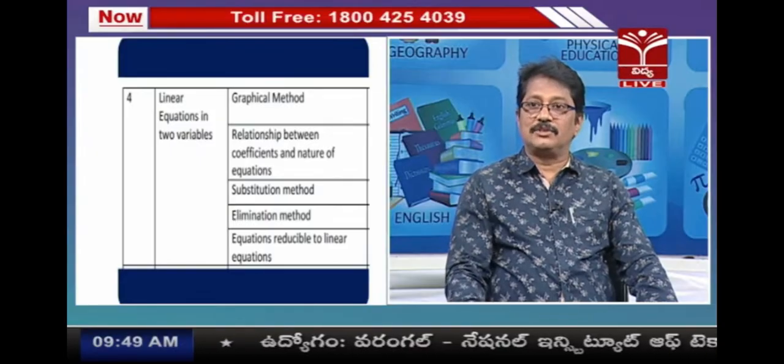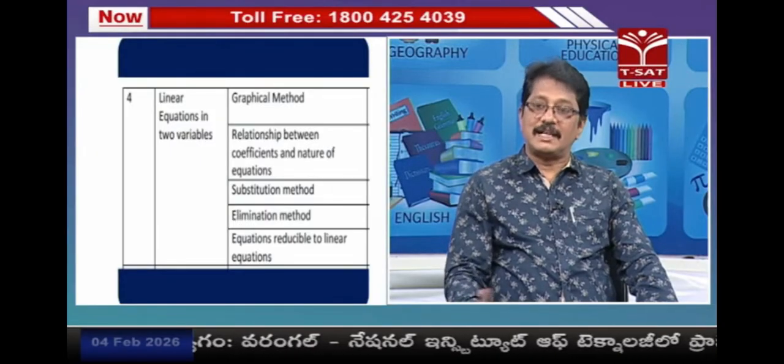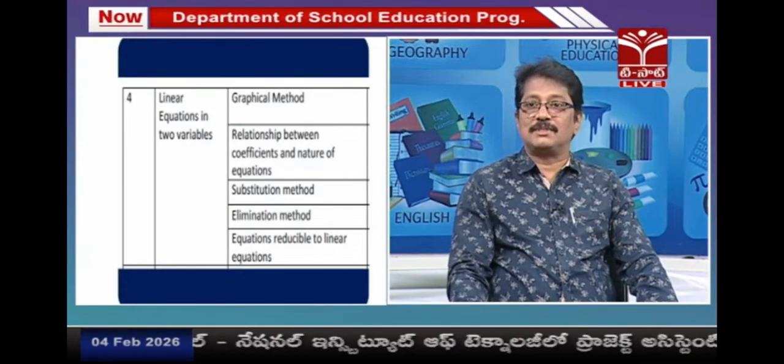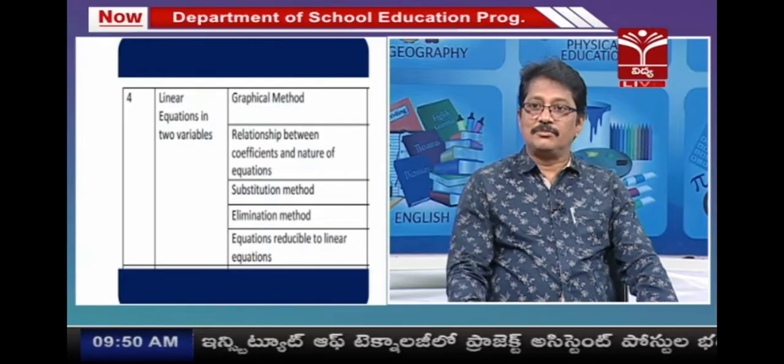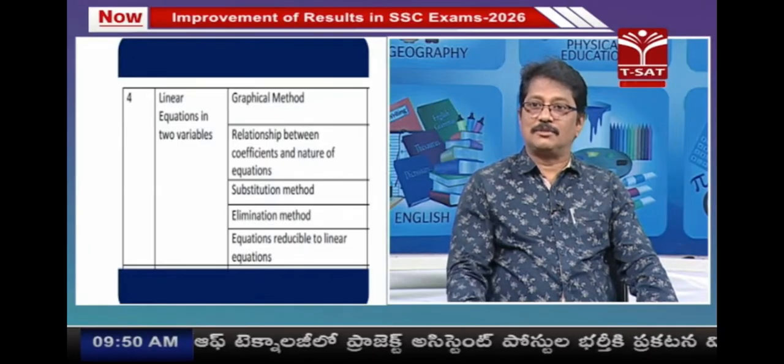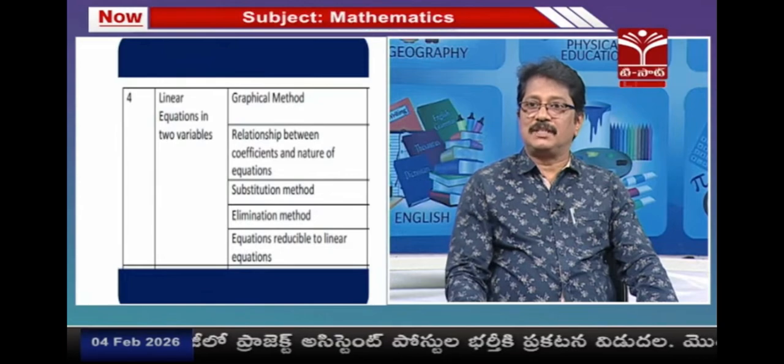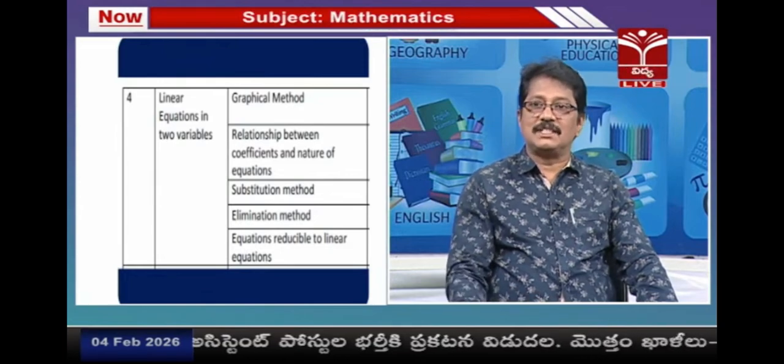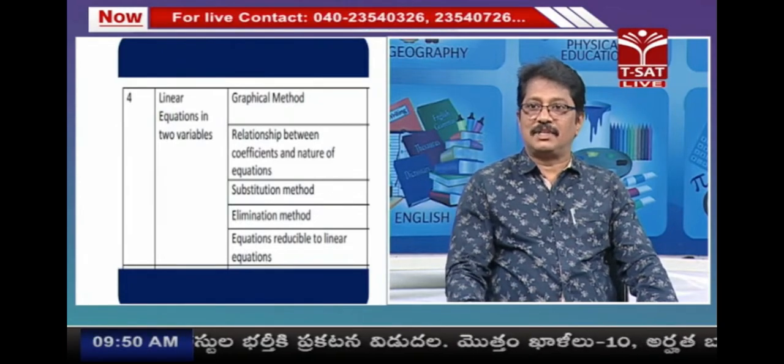The other one is a1 by a2 equal to b1 by b2, which is not equal to c1 by c2, the second possibility. When a1 by a2 is not equal to b1 by b2, the third possibility. Depending on the possibility, we name the equations as consistent, inconsistent, or dependent equations.